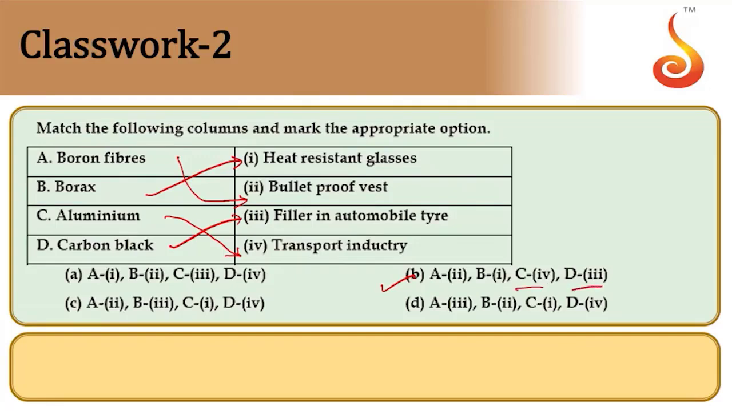And D is 3, that is, carbon black, used as filler in automobile industries. So the option is B here now. So option B.